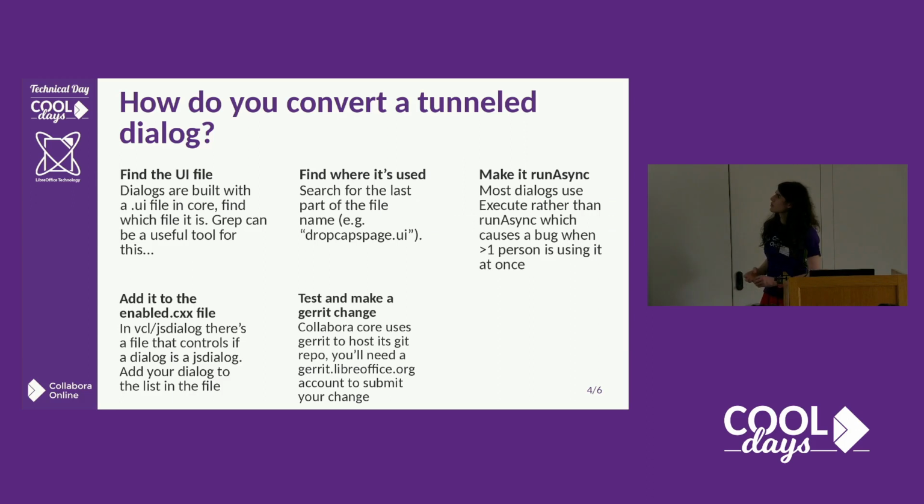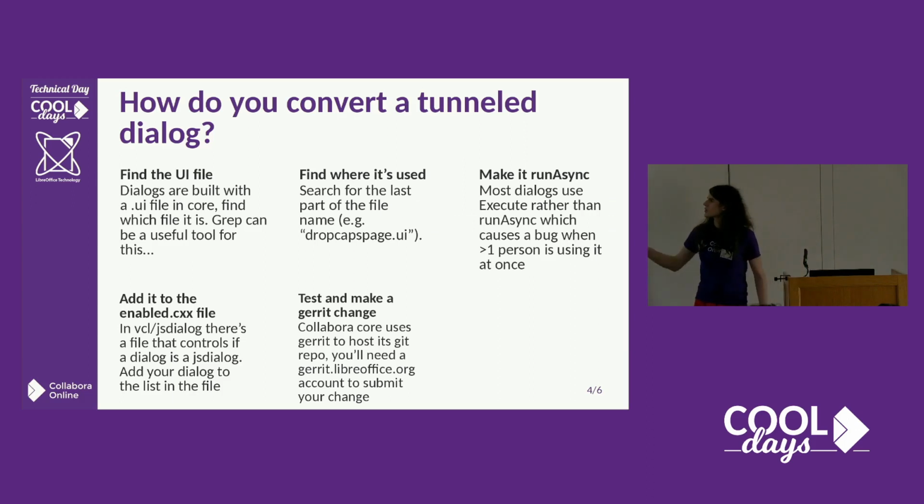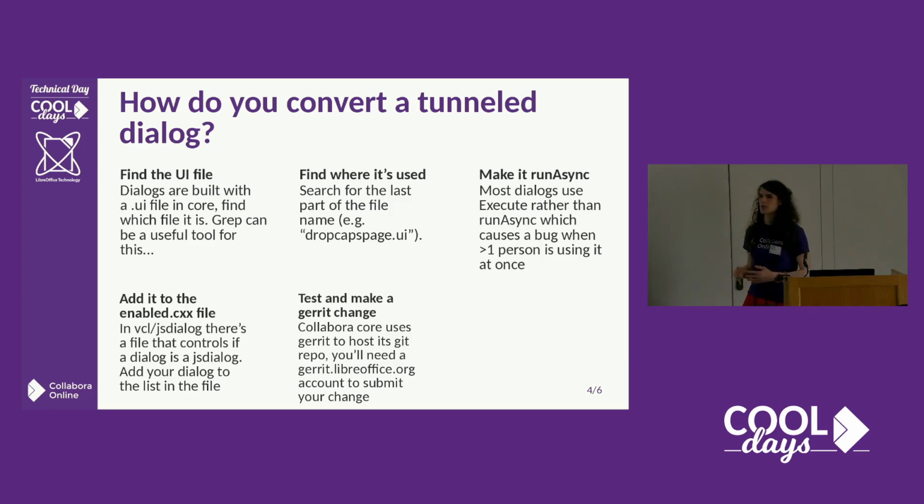So to convert a tunnel dialog, you need to find the UI file. You can grep for specific parts of the dialog, perhaps specific bits of text that appear in your dialog, and you'll be able to find it. And then you can search for the name of the dialog in the code and find where the dialog is actually constructed inside core side.